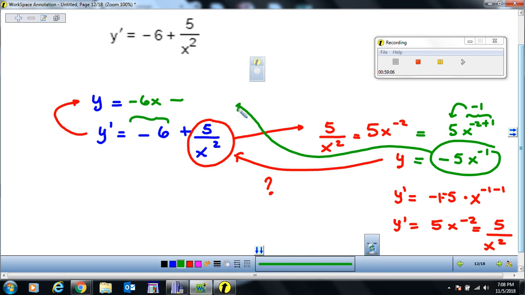That's what should have gone there. Minus 5x to the negative 1. So all I did first, if you see step by step, is I brought this x squared to the top as a negative. Then I thought, for this to be the derivative, I need to add 1 to the exponent. That gave me a negative 1.